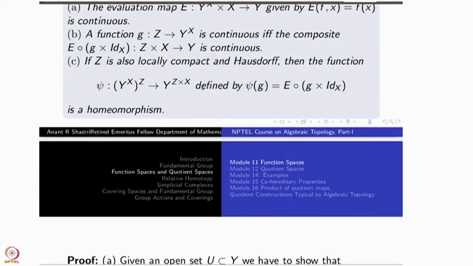Okay, so that is why Z also being locally compact is necessary. Y could still be anything. So I'm telling you a trick to remember: things which go up must be locally compact. All right.